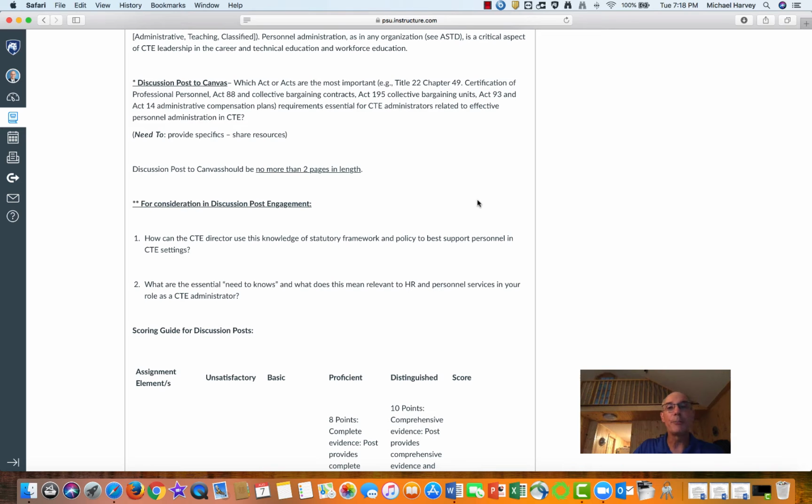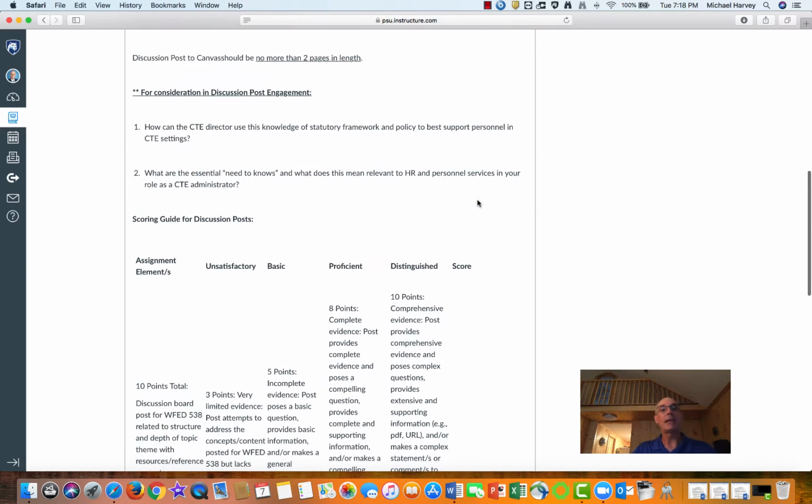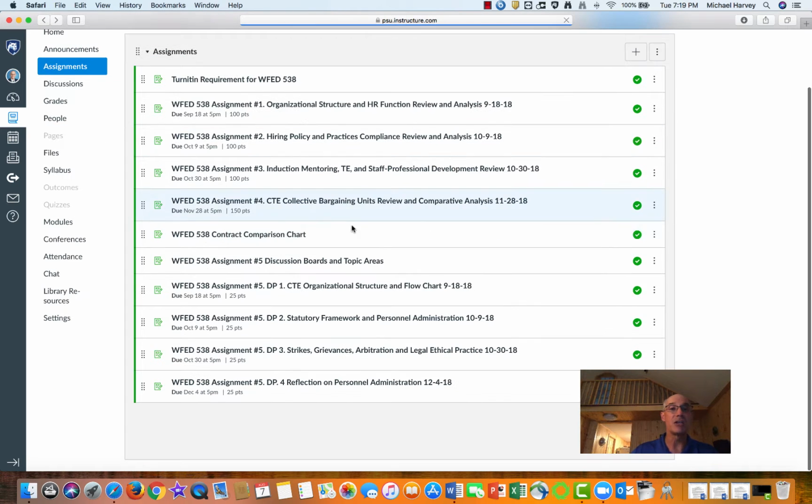You'd also submit that to Turnitin, and then in the exchange that happens amongst class members, the discussion points for consideration for engagement deal with why is this important in relationship to statutory framework, policy consideration, and best practices, and then what are the essential needs to know would guide that series of exchange and discussion.